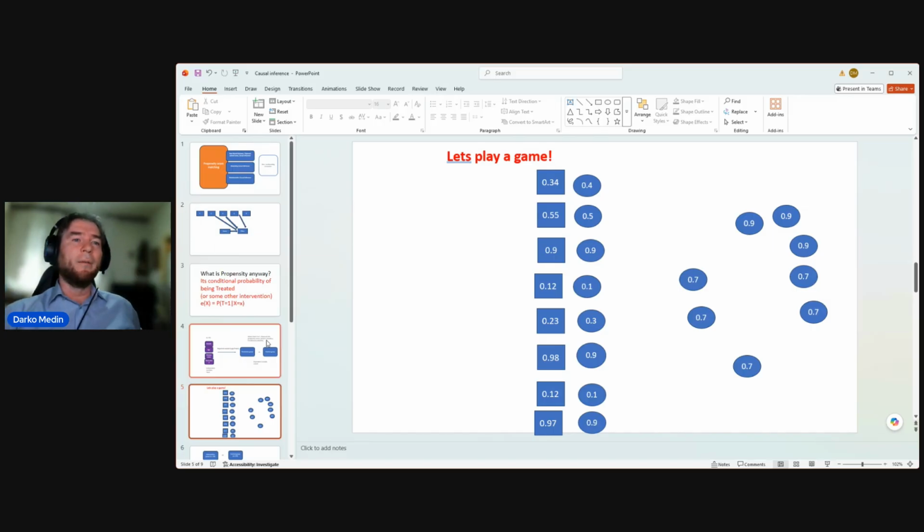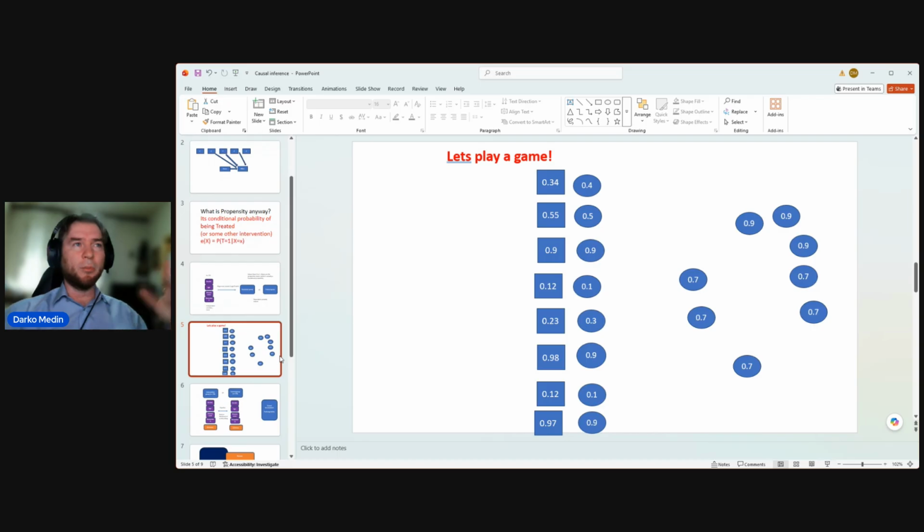Okay. Now, this was pretty much like a game of doing propensity score matching. In a real setting, you have statistical packages, and everything that I was doing manually here, there is an algorithm that does all that and governs all that.